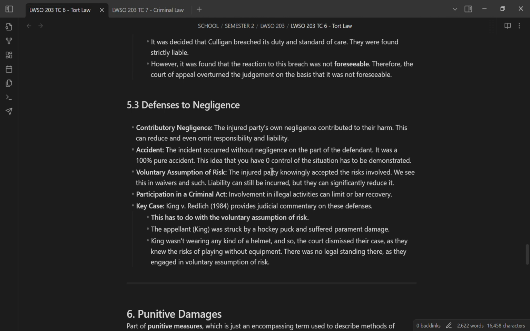Let's get into a key case when it comes to defensive negligence. King versus Redlick. It provides judicial commentary on these defenses, right? So King versus Redlick has to do with voluntary assumption of risk. The appellant, King, was struck by a hockey puck and suffered permanent damage.